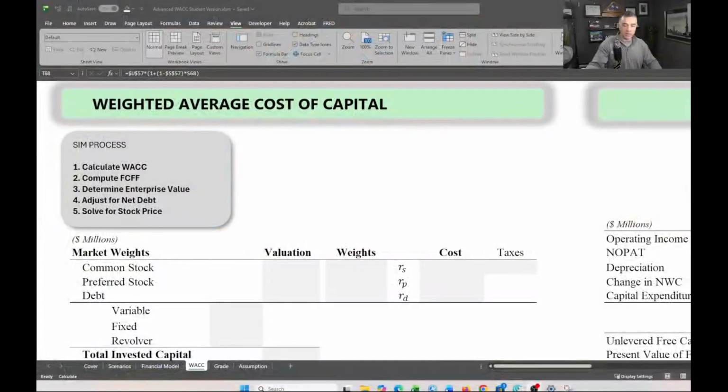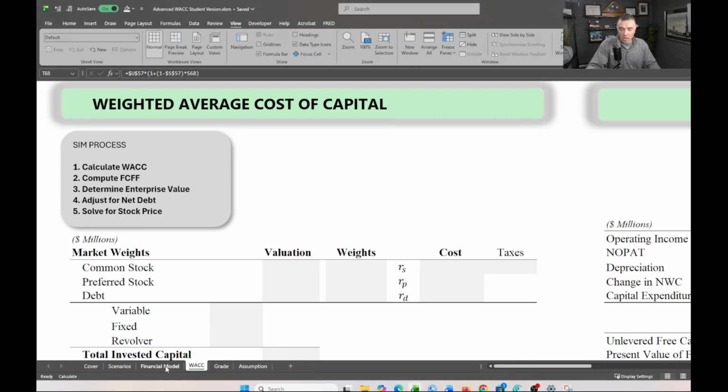And when we have the WACC, well, you can use it for a few things. What we're going to do in this video, we're going to have a valuation method and see what this company is worth through the cash flows and the WACC that we produced. So let's walk through the model, what we have. This is going to be our weighted average cost of capital. We want to calculate the WACC. We're going to compute the free cash flow, determine the enterprise value. Then we want to do the equity value. And then we can find what the stock price is.